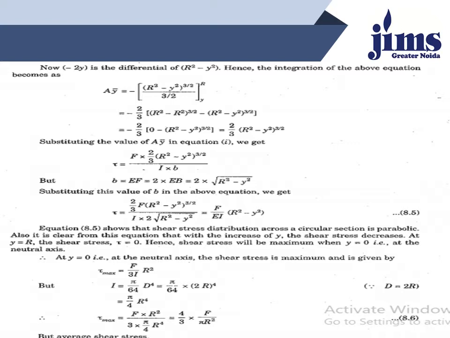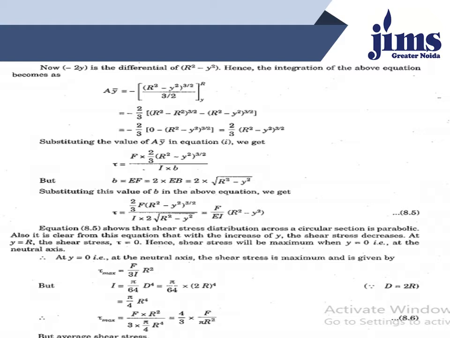So substituting the value of Ay in the fundamental equation, that is tau is equal to F Ay divided by I into b. So F multiplied by 2 by 3 r square minus y square whole power 3 by 2, whole divided by I multiplied by b. But we know that the width, that is b, is equal to EF, and EF is equal to 2 multiplied by EB, or 2 multiplied by under root of r square minus y square.